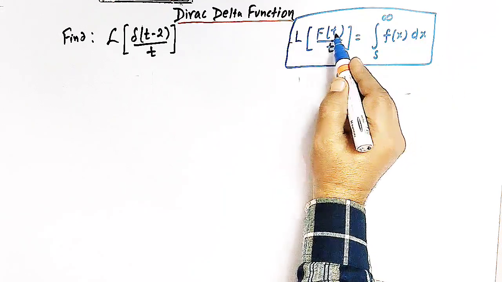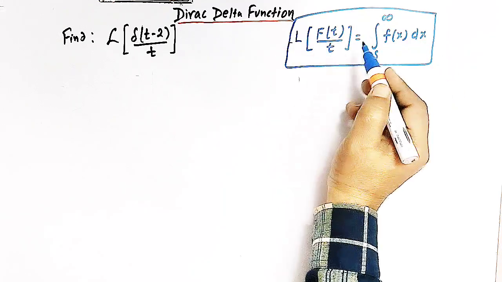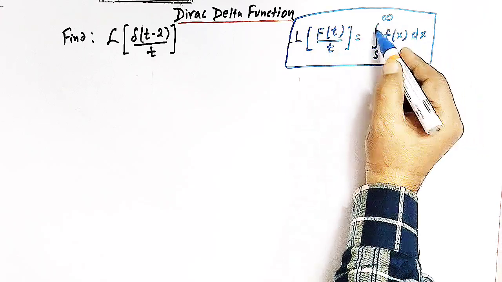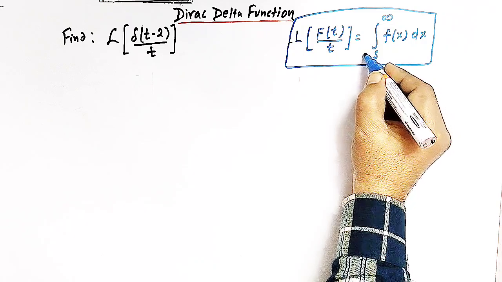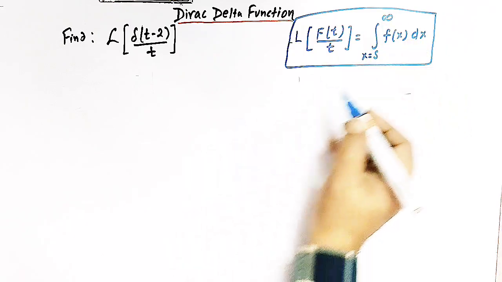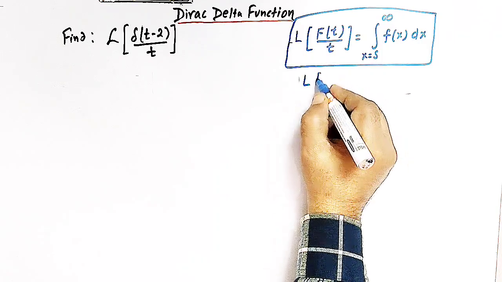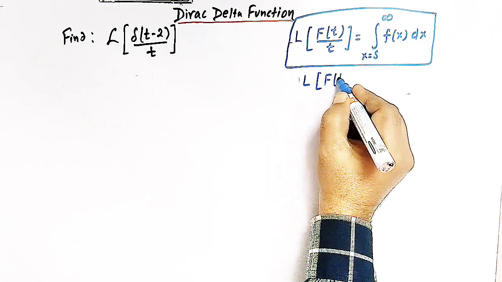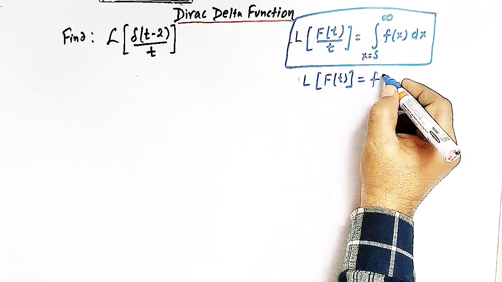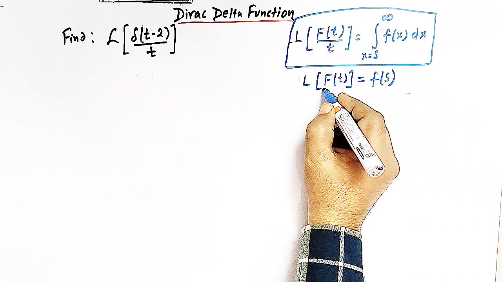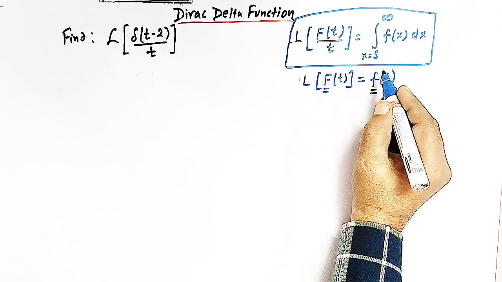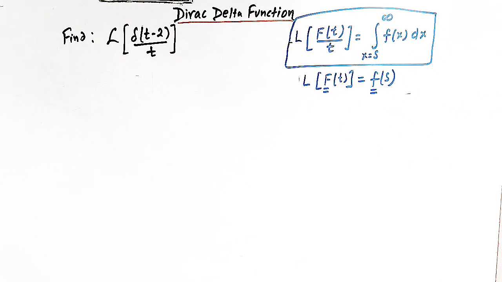So this function f(t) is divided by t, and the Laplace transform of f(t) over t is equal to the integral from x equal to s to infinity, where the Laplace transform of the function f(t) is denoted by F(s). So here we have the capital F, and here we have the small f.